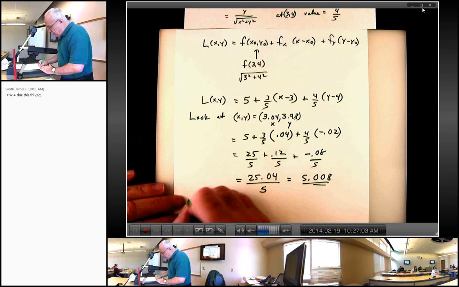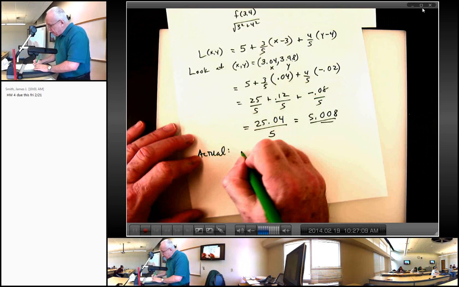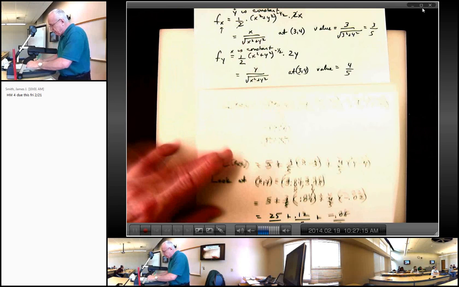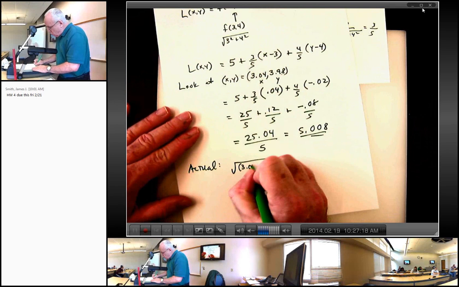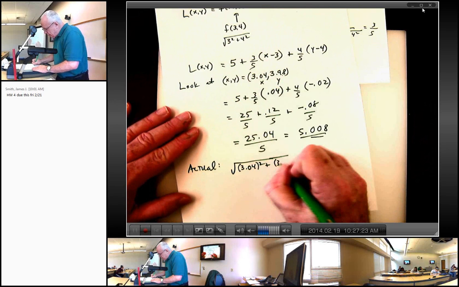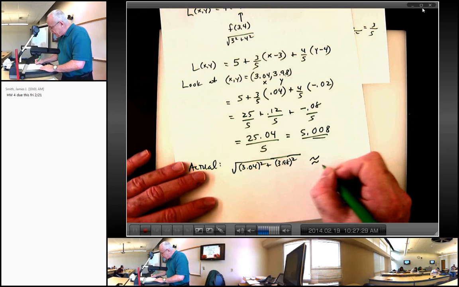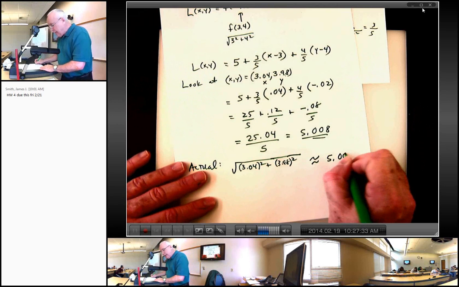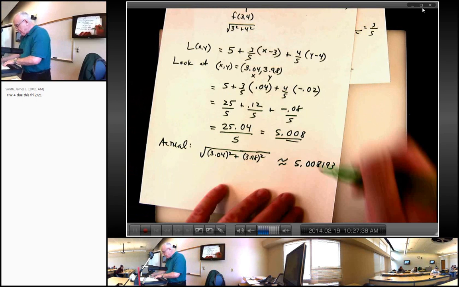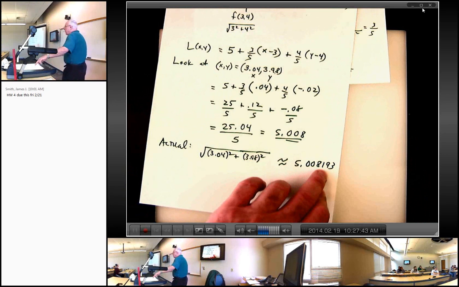Now, if we actually go in and plug in, so we look at the square root of x squared plus y squared, so we actually plug these in, 3.04 squared plus 3.98 squared, and we do the square root, what we're going to come up with is 5.008193. All right? So this is pretty good, actually. It agrees all the way to the third decimal place, so then it's off after the third decimal place.